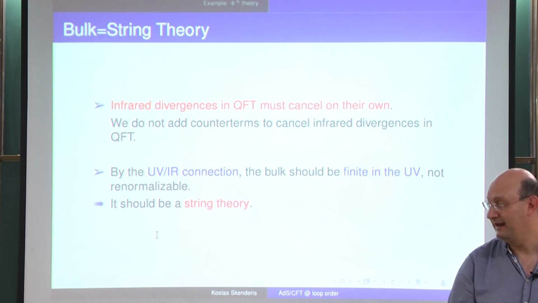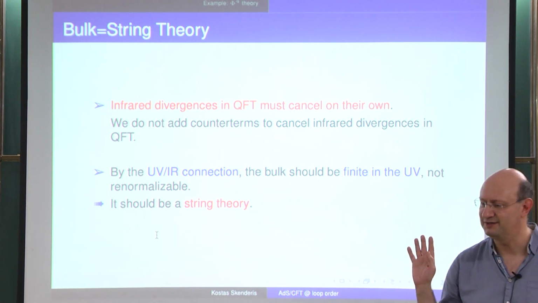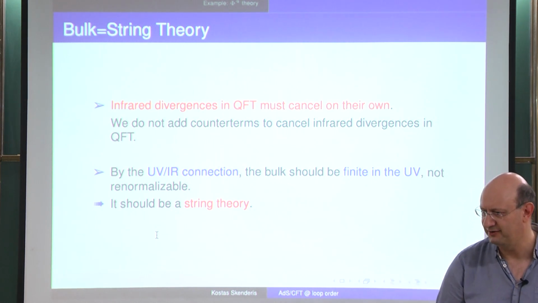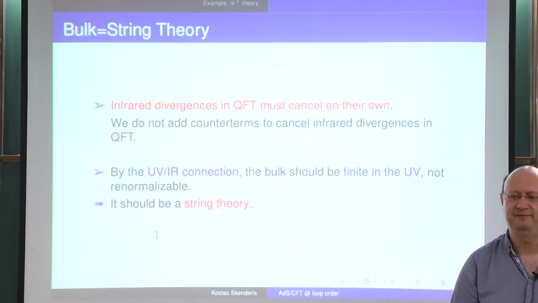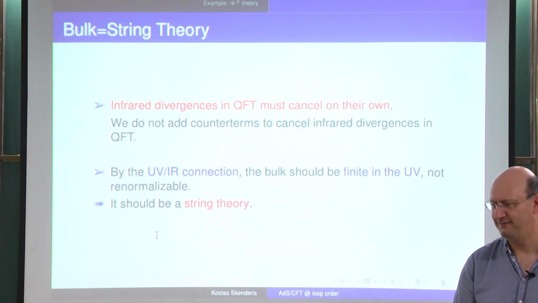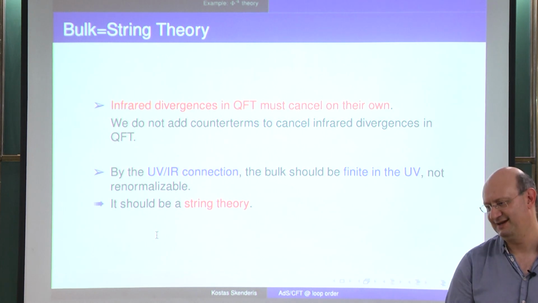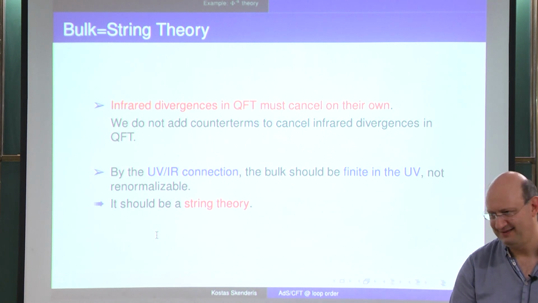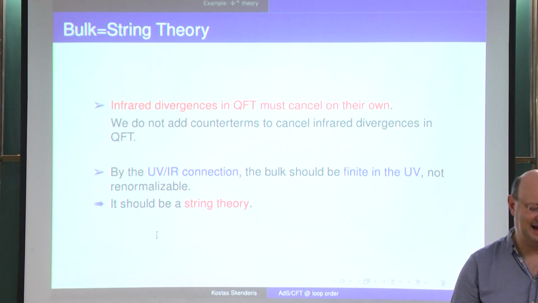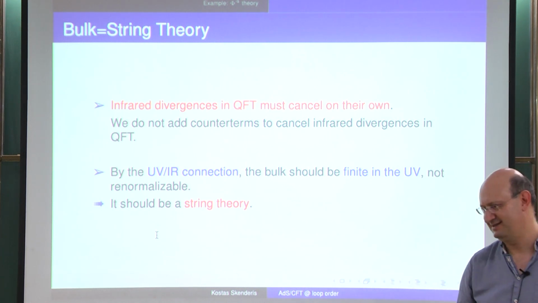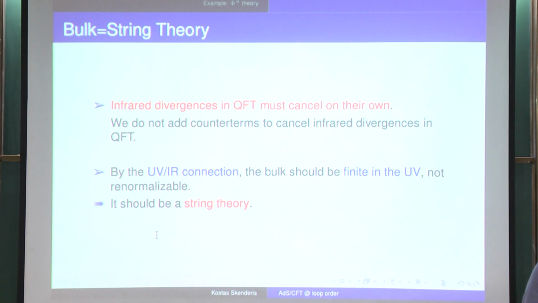Actually, when I discuss loops, I will treat gravity more as an effective field theory. There is an effective alpha prime. And if you go to energies comparable to alpha prime, then you need string theory. As soon as you excite the first string modes, you need string theory.